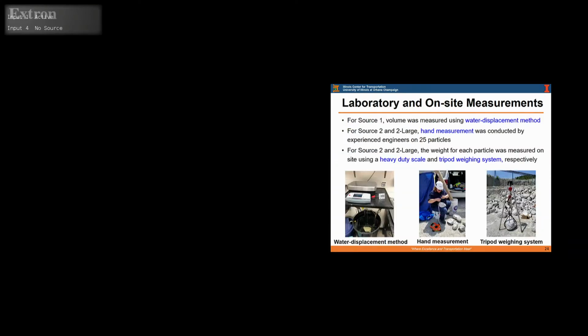Then for each one, since the source 1 rocks are near Atlanta, we just bring them into the lab and measure their volume by the water displacement method. For source 2 and 2 large, we do it in situ, so we only measure the weight, and an engineer helps us measure the length. That serves as the hand measurement results, and later on we'll do comparison.